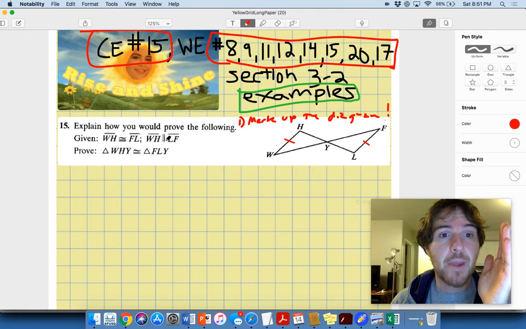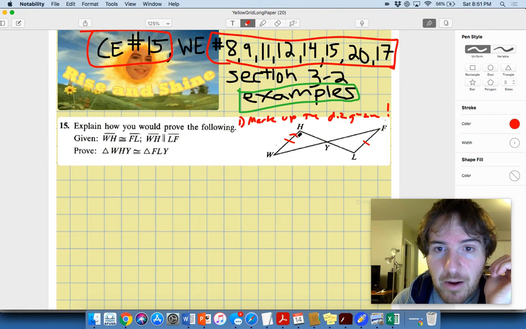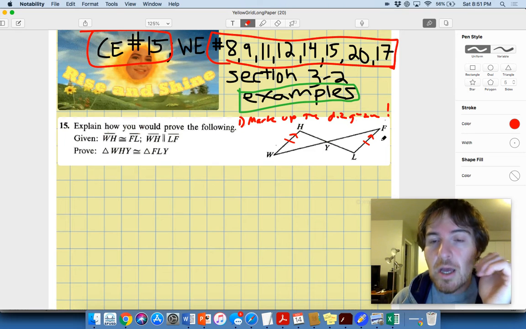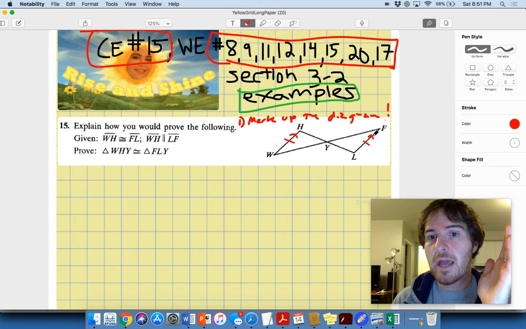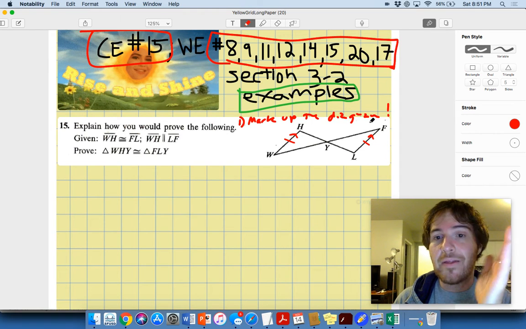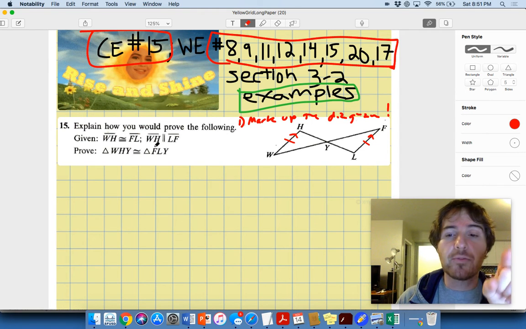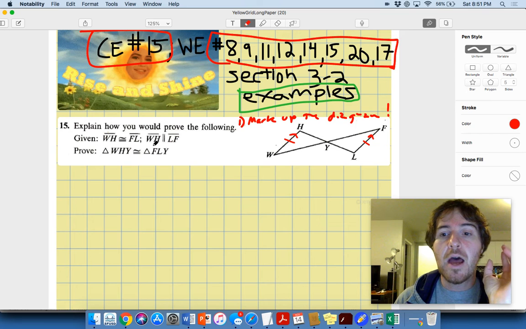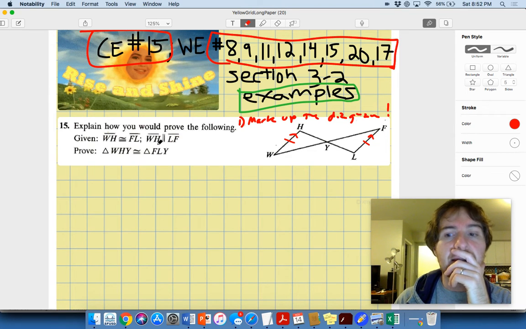Then we have some lines that are parallel. So we also know that WH is parallel to segment FL. Okay, so I marked that one up here. Why is parallel lines good here? Why are they telling us that? Because eventually we have to prove triangles are congruent. So maybe let's come back to that in a second. Let's come back to that, okay? So let's think about this one here.